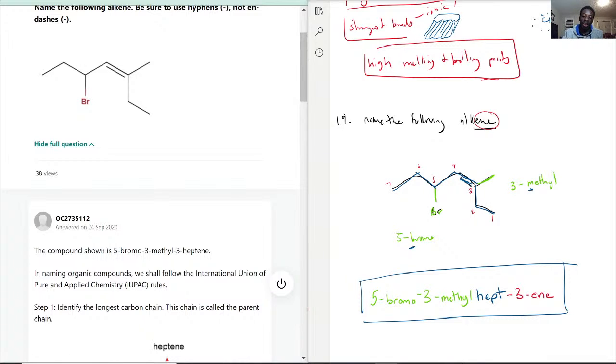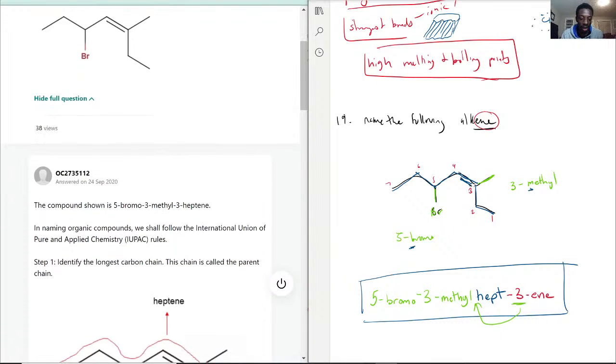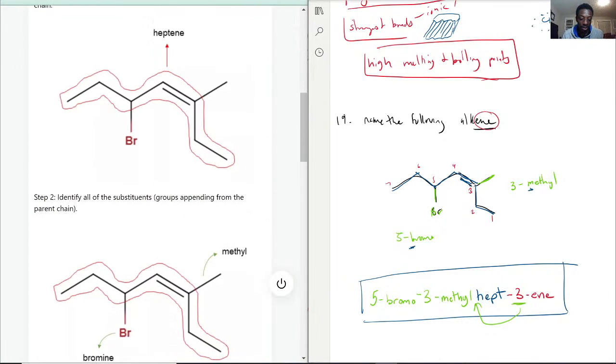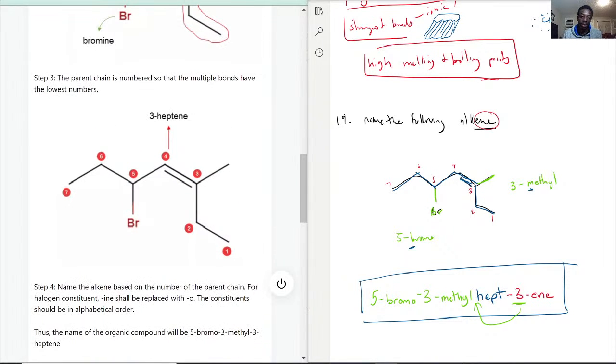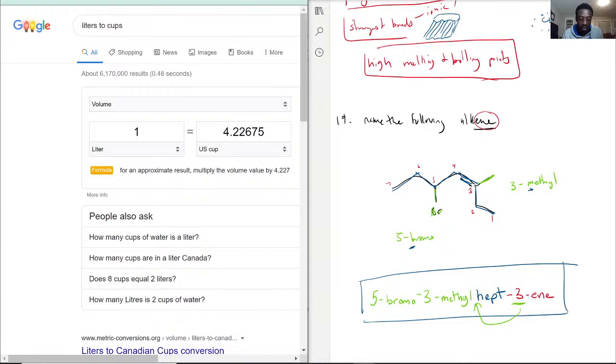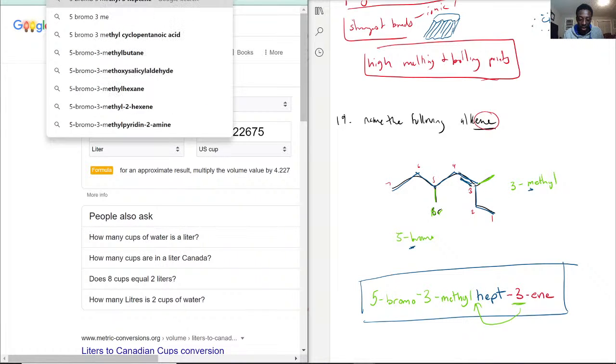3-heptene. That's the part that always has me a little bit confused, because some would say that you put the ene right here at the end. Others will say that you put the 3 specifically right here. Others would say that you put the 3 right here. Even for the same IUPAC name, there are different ways, which can be a little bit frustrating, because if I were to type in 5-bromo, 3-methyl, 3-heptene, okay.